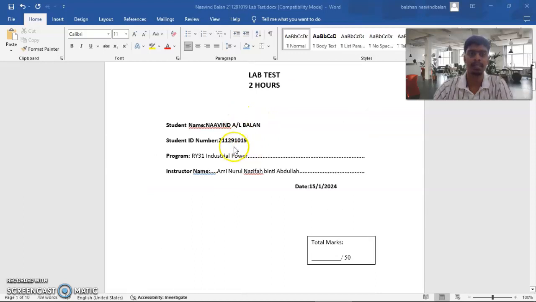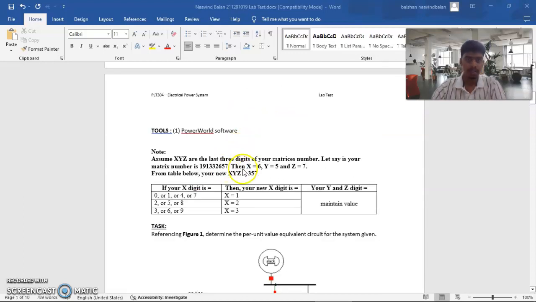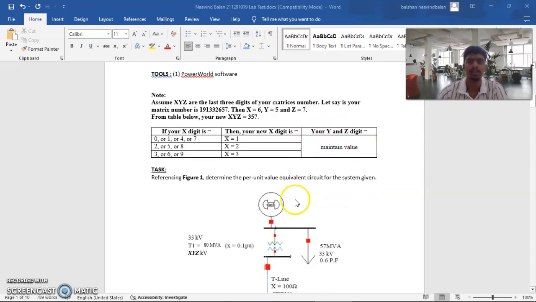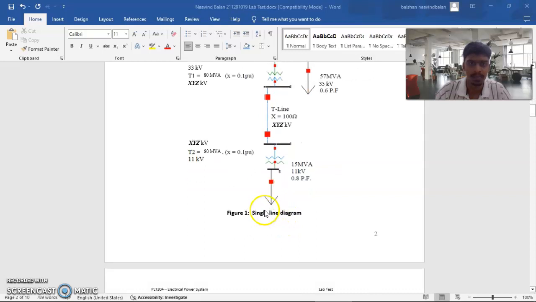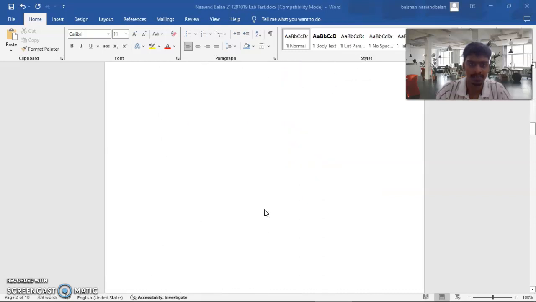My matric number is 019. Based on this, I change the 0 to make x equal to 1, and then y and z are 1 and 9. So x is 1, y is 1, and z is 9. By substituting these three values, I will get the following.